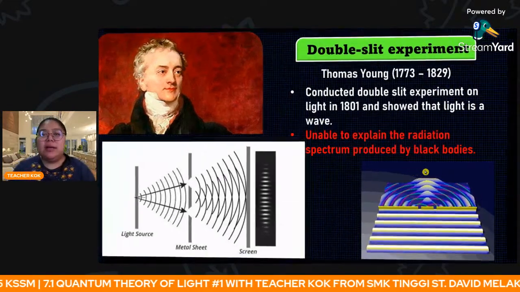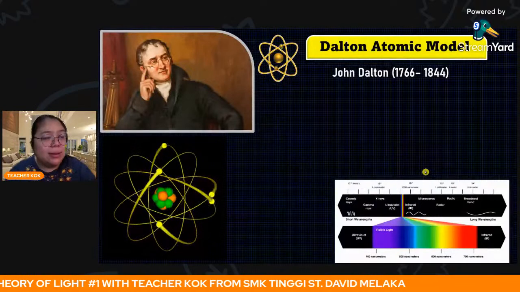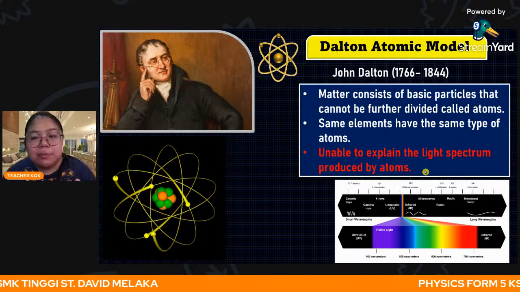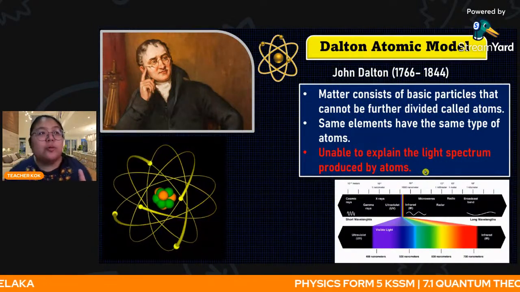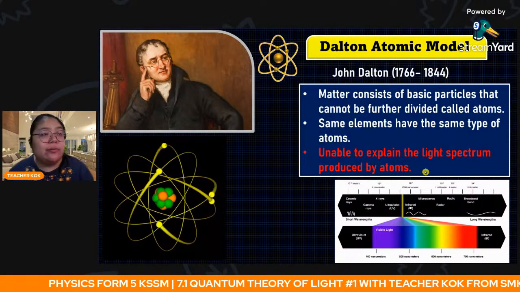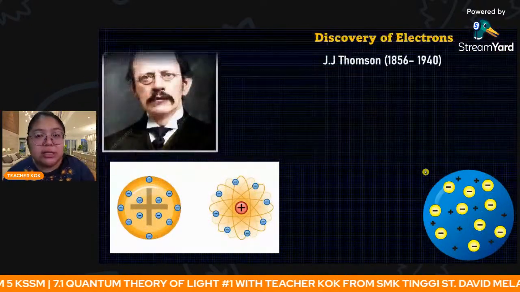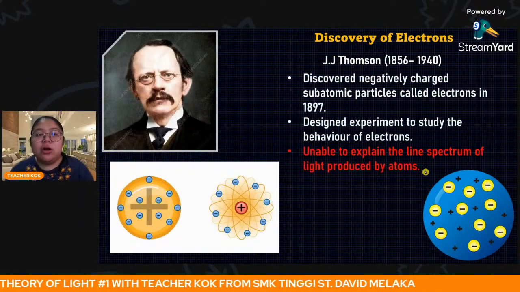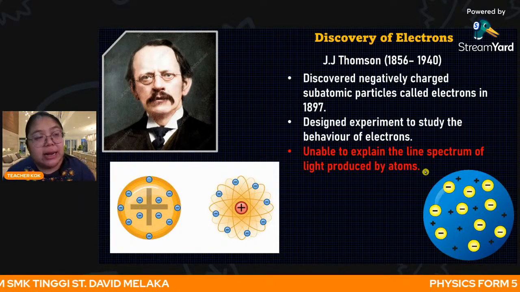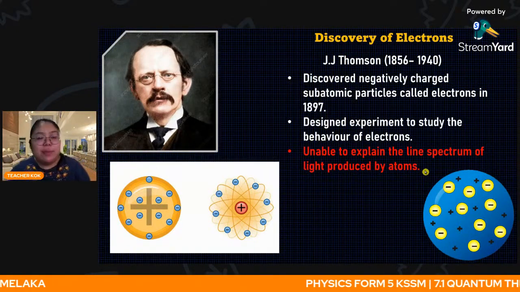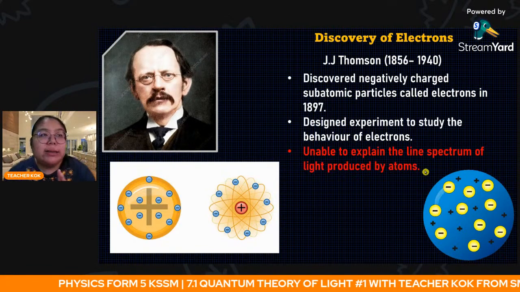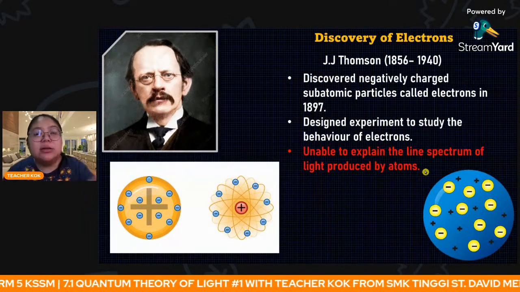And the next one is Dalton. They're talking about the atom. Matter also is an atom. Every atom of the same element must be the same, but they cannot explain the spectrum produced by the atom either. And the last one is almost the same as the concept of Dalton. J.J. Thomson says about the electron, which is one of the subparticles. They found the characteristic of the electron, but they still cannot explain the light spectrum produced by the atom. So this is what they were unsuccessful at in the classical theory.